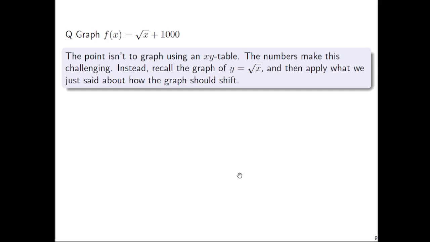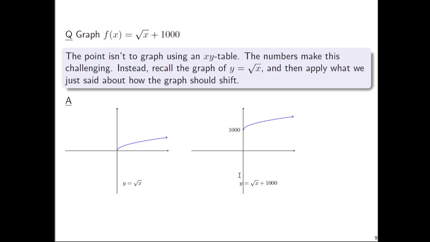a table. Instead, the point is to recall the graph of y equals root x, which is supposed to be a typical graph. I want that to become one of the graphs that you have in your library of, oh yeah, I know what that graph looks like. And then apply what we just said about how the graph would shift. So here's y equals root x, and then that plus 1000, it's going to shift the graph up 1000 units.